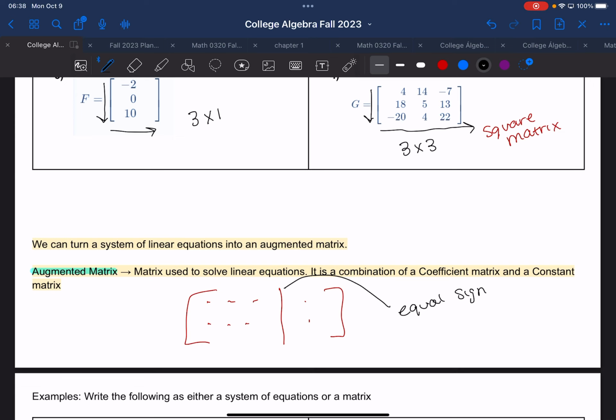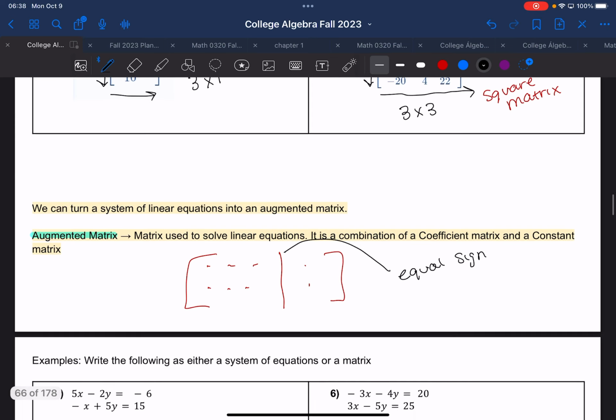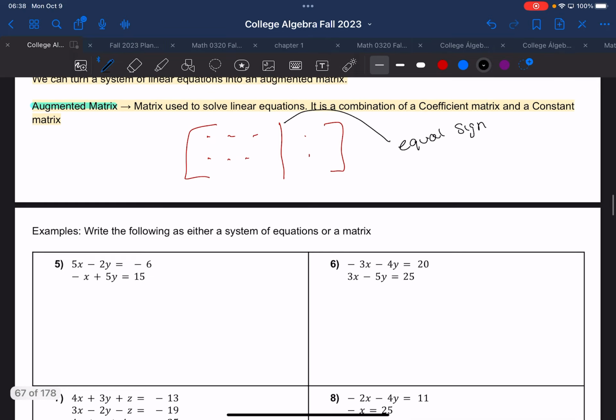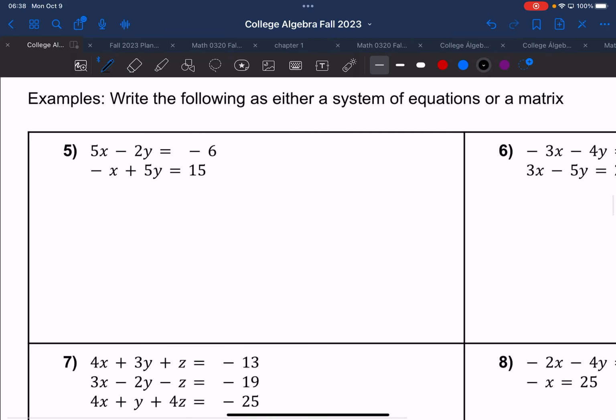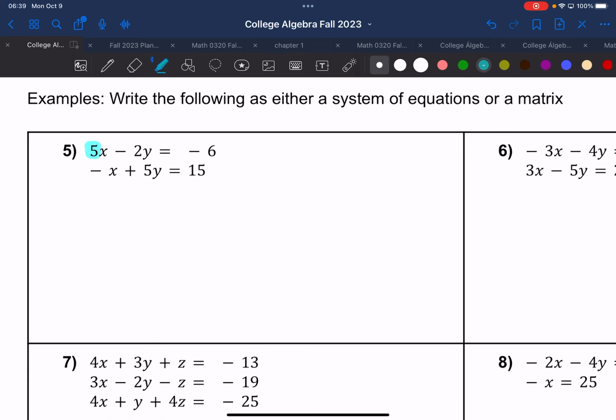In these next examples, we are going to write the following as either a system of equations or a matrix. So whatever we see, we're going to do the opposite. For number 5, the first thing we have to do is look at all the coefficients in front of our variables. Looking at the first equation, what's the coefficient in front of x? 5. What about in front of y? -2. And then what is this equal to? -6.